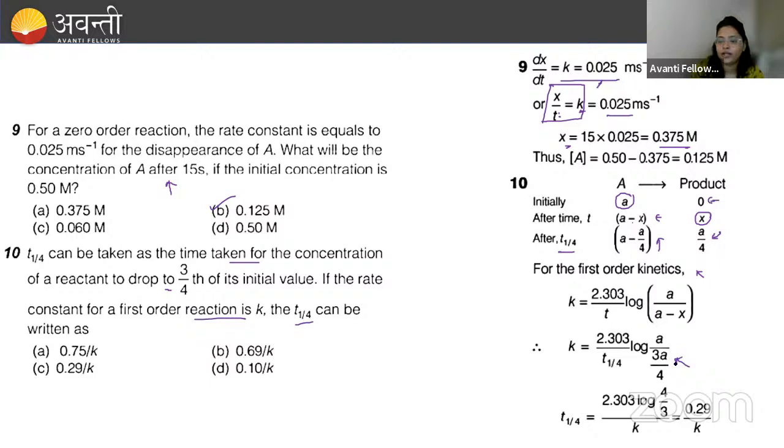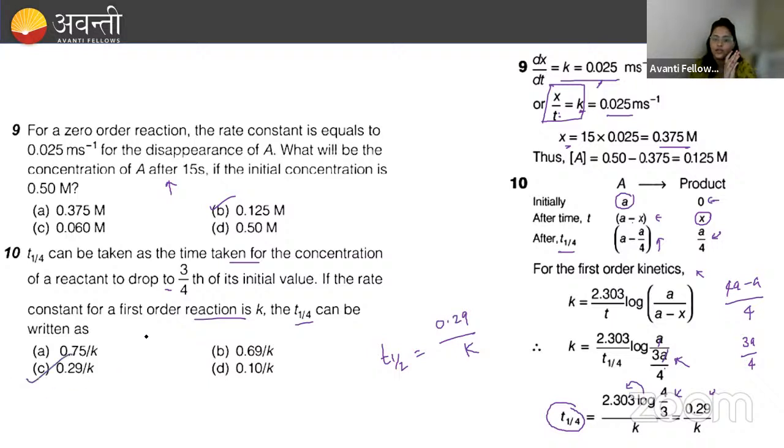When you put that value, you will get (4A minus A) divided by 4. So 4A minus A, what will that be? 3A by 4. So just that I have put here 3A by 4, so A gets cancelled. It will be 4 by 3. So 2.303 log of 4 by 3 divided by k. Why did I write it here? Because t 1/4 is what I have to calculate. What will be its relation? So by putting the log of 4 by 3 value and multiplying by 2.303, you get 0.29 divided by k. So the relation between t 1/4 and the rate constant k is 0.29 divided by k. That is option C.